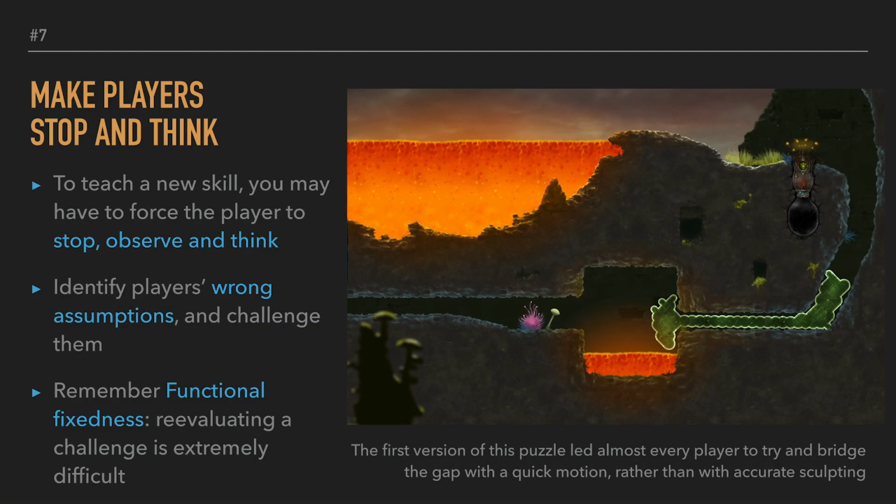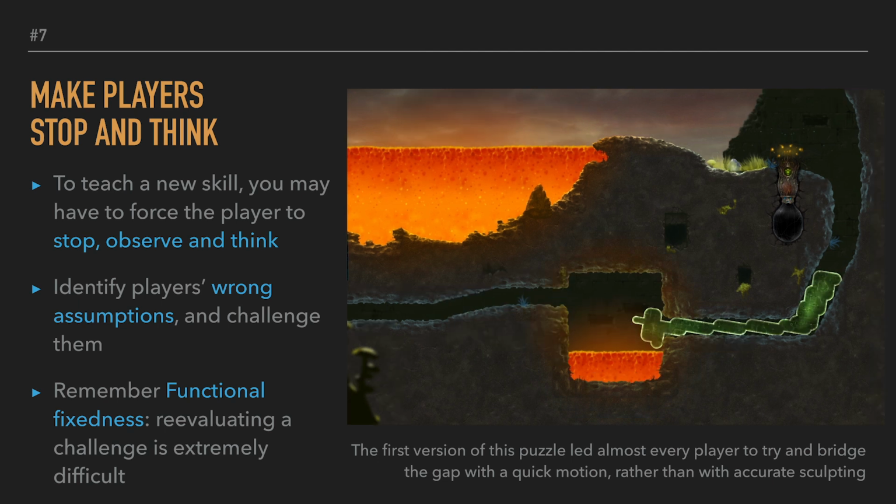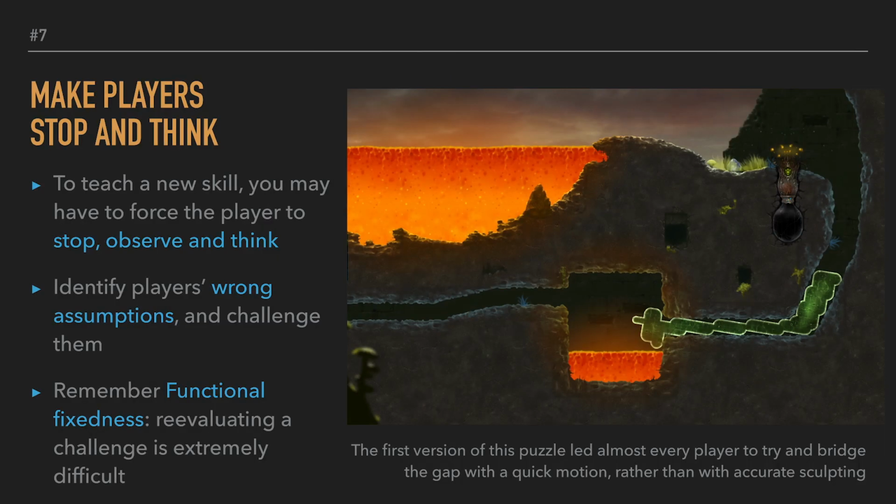We need to let them play, understand their wrong assumption, and then challenge them with solutions in the tutorial. So we changed the visual, changed the path, so it doesn't seem like it's a continuation. It got a little better, but it still didn't fix it. And we need to remember the functional fixedness. Re-evaluating a challenge after you have a solution in your mind is very hard.